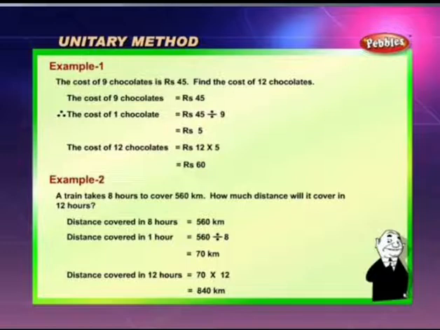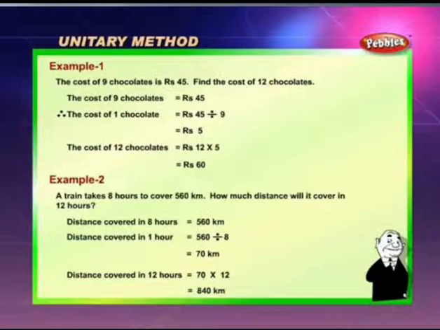See here. To find the cost of 12 chocolates, we need to know what is the cost of 1 chocolate. So that we will find here by applying the unitary method, right? How to apply the unitary method here? Divide the cost of 9 chocolates by 9. Why 9? Because we have the cost of 9 chocolates given. That is why we will divide by 9. So we will get here rupees 5 for 1 chocolate, right?